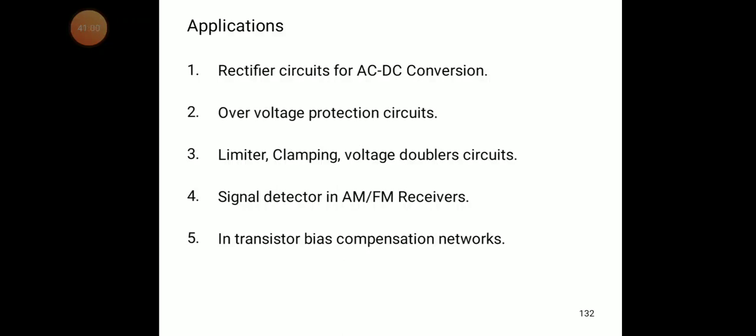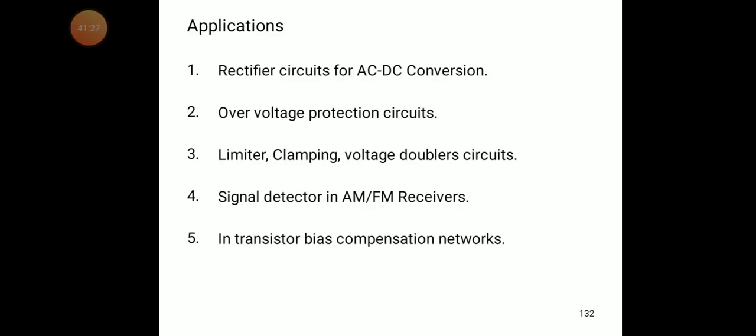So the meaning is, if a fluctuation comes, the device gives a constant voltage to our appliances, so that the appliance does not get damaged. That type of circuit is called an over voltage protection circuit. That is nothing but a voltage regulator circuit.